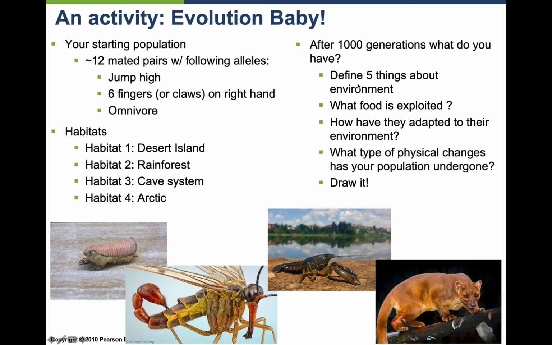What food is exploited in the environment? How have they adapted to their environment, and what types of physical changes has your population undergone? And then I want you to draw it. So you're going to have your original population here. You're going to imagine what it looks like after 1,000 generations in each one of these habitats, and I want you to draw your organism out. Now, this might seem a little silly. Seriously, hit the pause button, take the time. This is really going to be helpful to you.